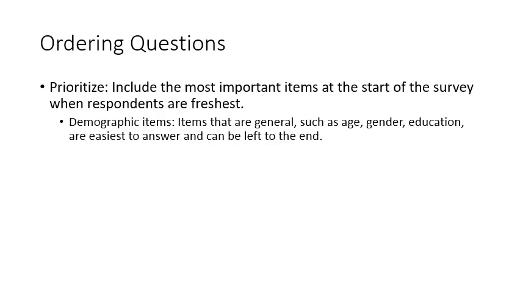So the order of the questions is next. What question should you put first? It's recommended that you prioritize. The most important items for your survey should be at the start, when respondents are freshest. Demographic items like age and sex and so forth often are put at the start of a survey, but really they're best left toward the end. Age, gender, education, they're easy to answer. And done at the end, a person isn't going to have to tax themselves too much to provide these answers.